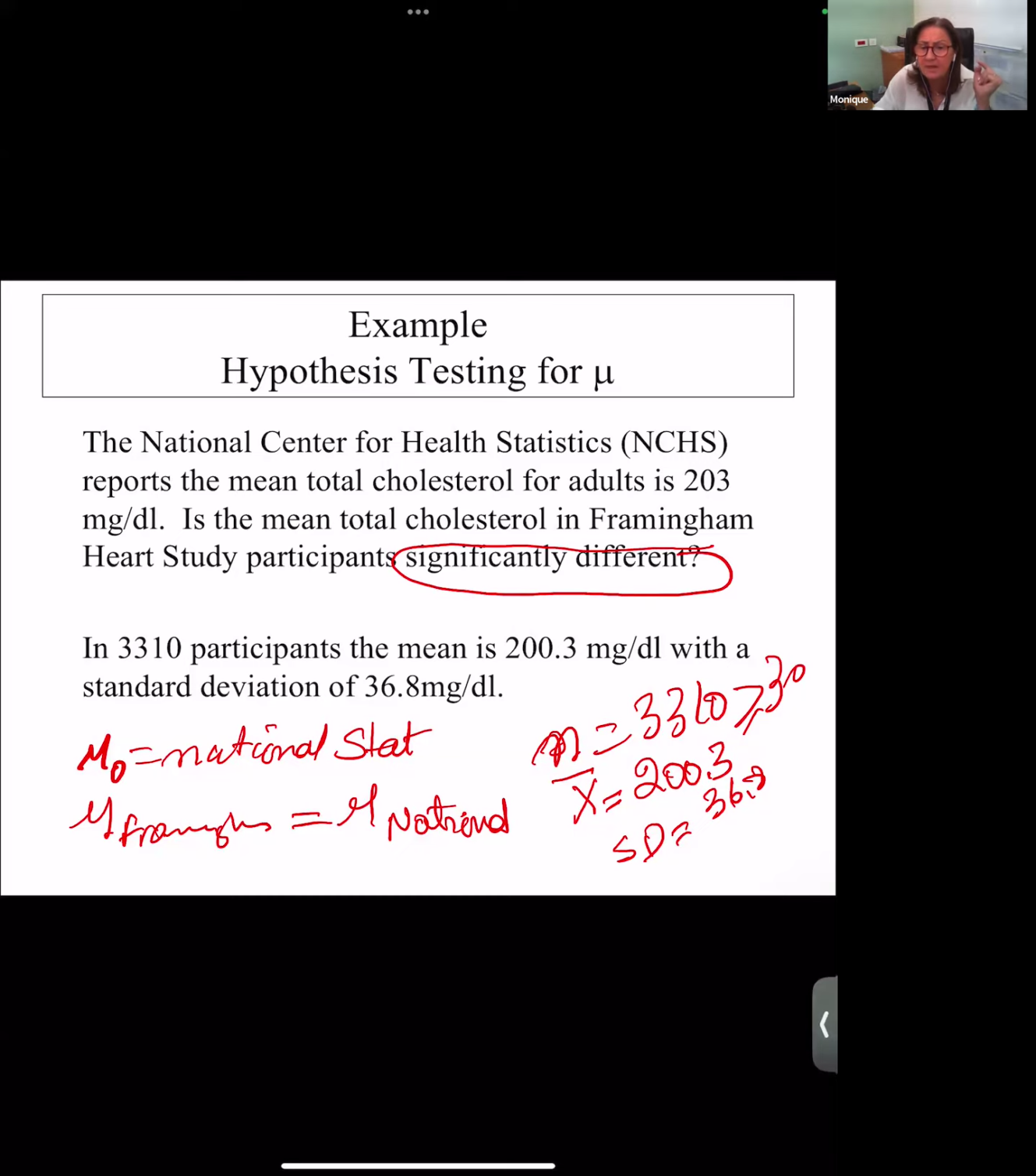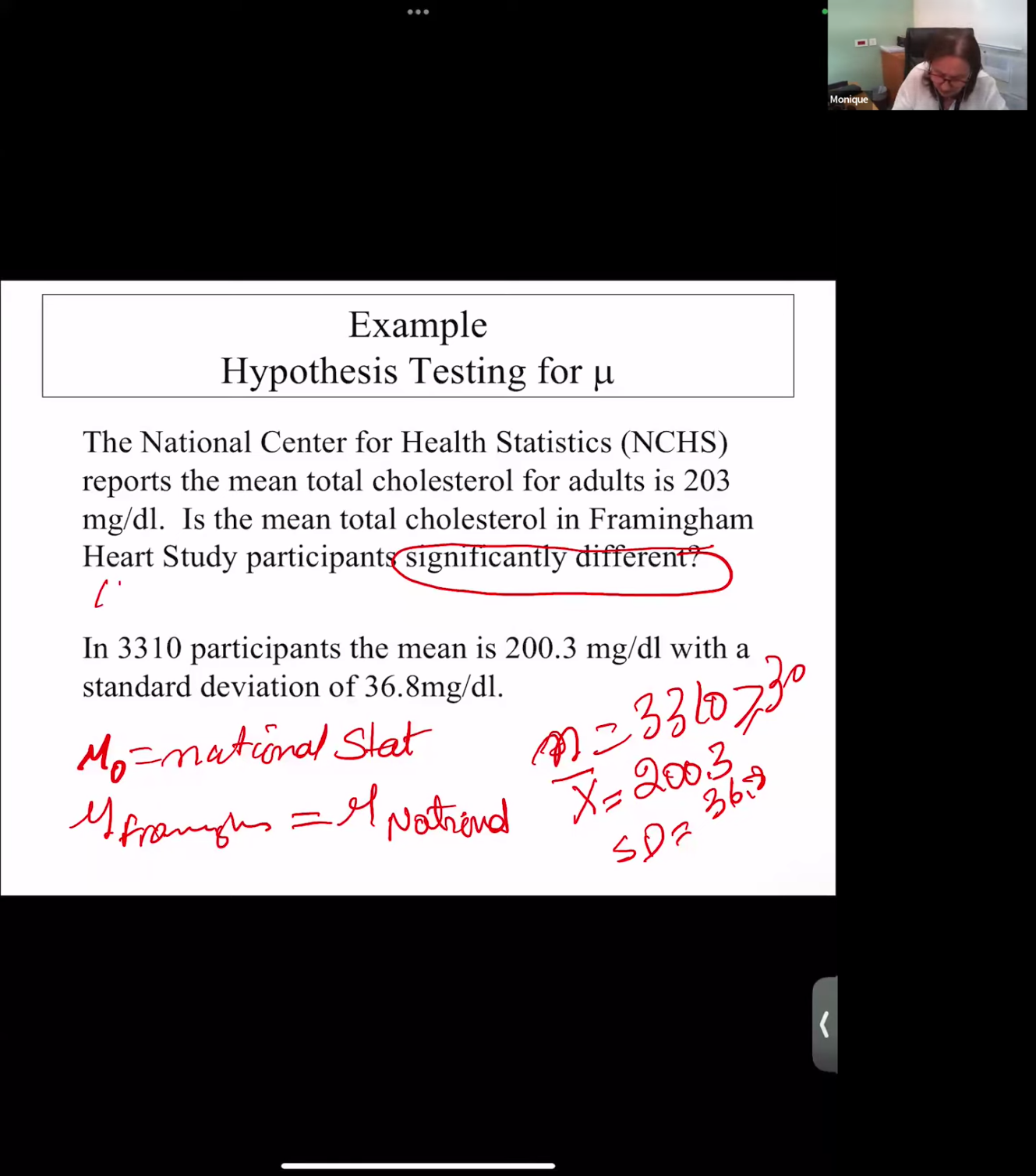The question is whether the mean total cholesterol from Framingham is different from the national? Yes. Two-tailed? Two-tailed. Nasreen, I need someone other than Nasreen. Thank you, Nasreen, I really appreciate your engagement all the time. But I would like also to hear others, please. Yes? Okay, please speak up. Even if you say it wrong, it's fine.